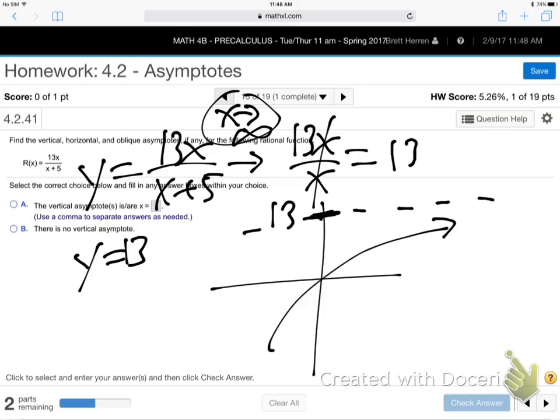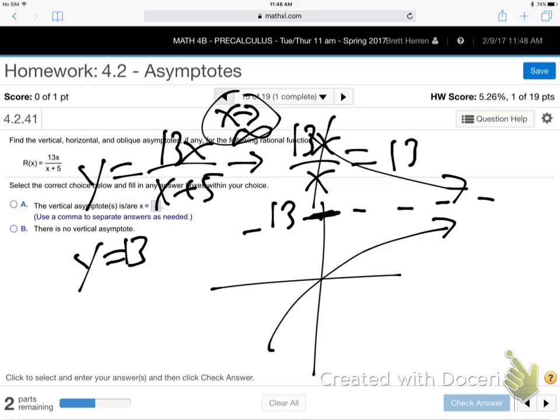Eventually, this function is going to, I don't know if it's coming from above or below, one or the other. Can't do both, that'd fail the vertical line test. One or the other, it's going to level off at 13. Eventually, given enough time, it's going to get closer and closer and closer to 13 because it's effectively 13x over x. The 5 is nothing. So we know what the answer is. I don't need somebody to give me some rule. See that? That's what it's got to do.